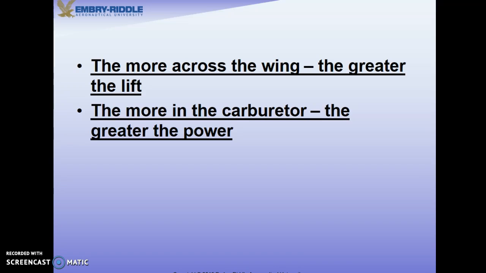Next, we're going to talk about carburetors. All right, I'm moving on.